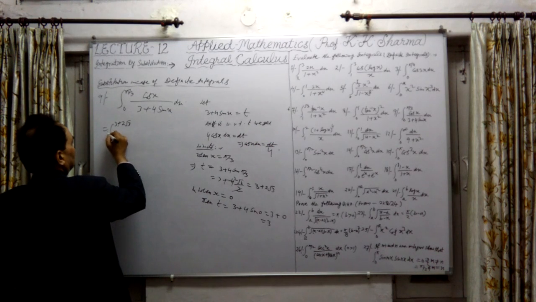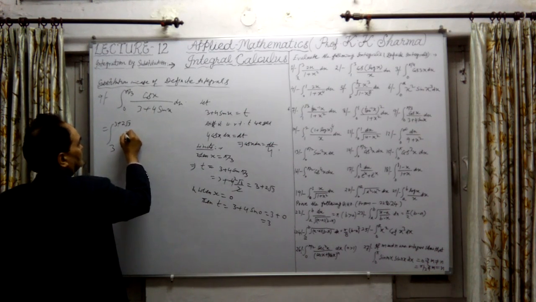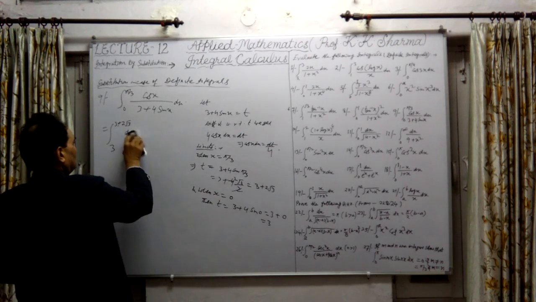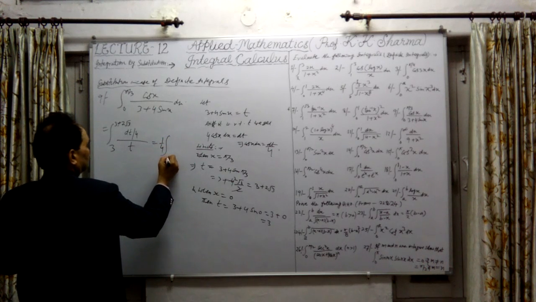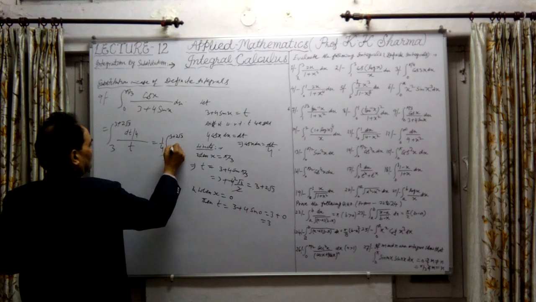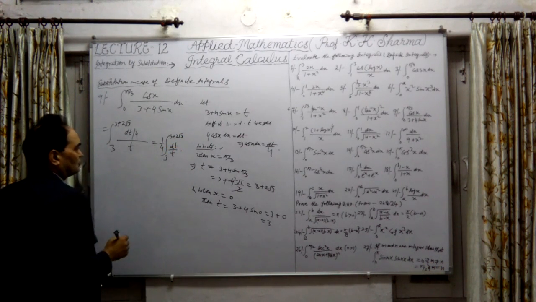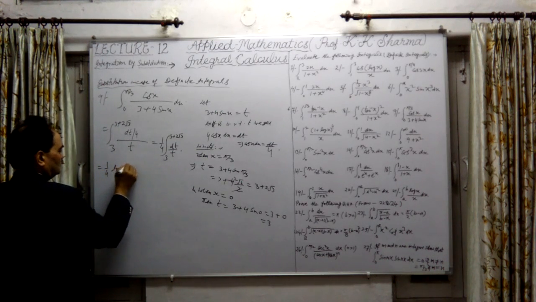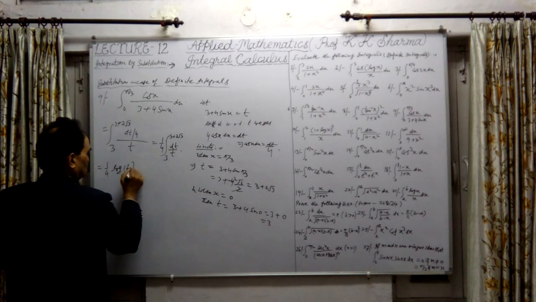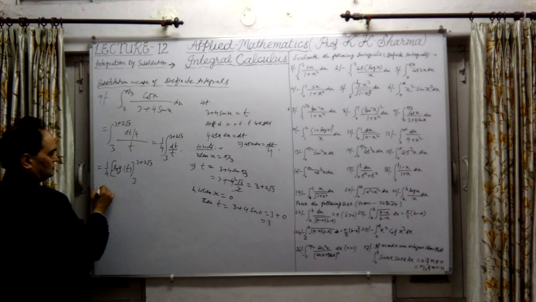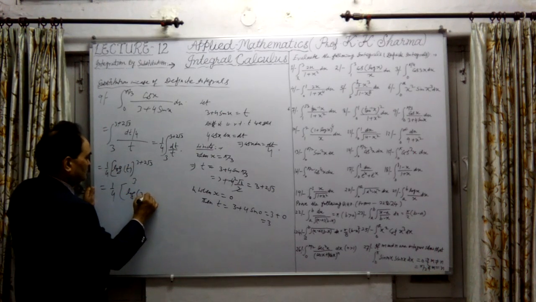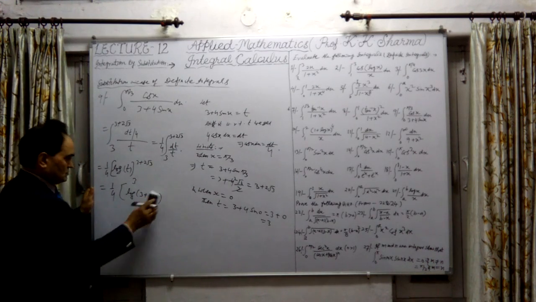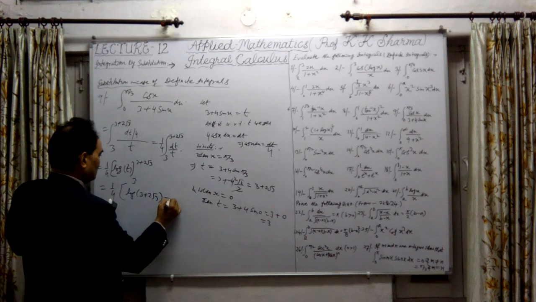Here the 1 by 4 is taken out as a common factor. So this is dt upon 4 in the numerator divided by t. This is equal to 1 by 4 integration of dt upon t from 3 to 3 plus 2 root 3, which is nothing but 1 by 4 log t, and limits are 3 to 3 plus 2 root 3. So finally, we substitute: 1 by 4 common, the upper limit is log of 3 plus 2 root 3, minus log of 3.